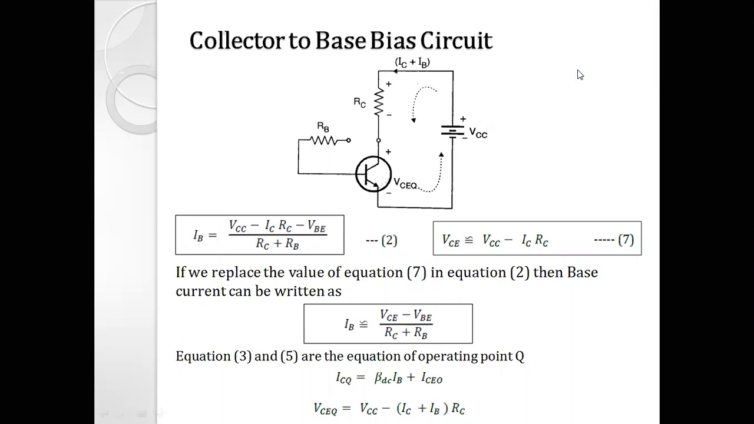So from equation number 2 and equation number 7, we can write down the equations of the operating point. ICQ is beta times IB plus ICEO. We have to substitute this IB into this equation, then we can find IC. And VCE is equal to VCC minus (IC plus IB) into RC. Yes, of course we have to substitute this IB into this equation, right? And IC from this equation into this one. So finally we get the VCEQ.